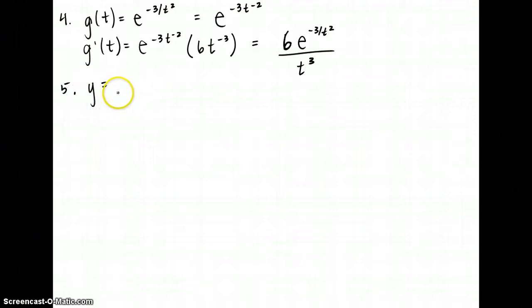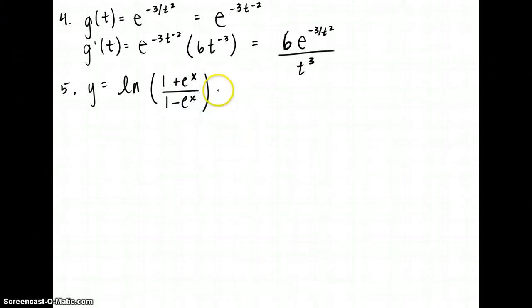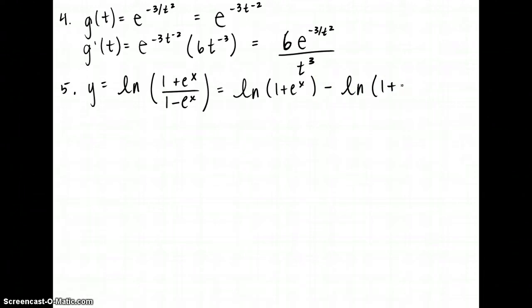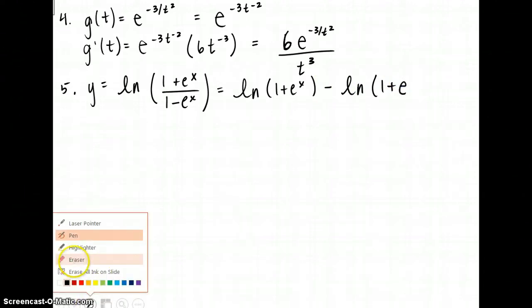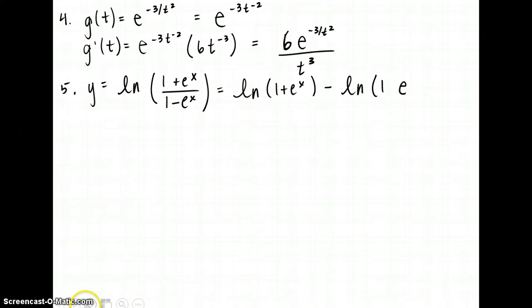Alright, y equals natural log of 1 plus e to the x divided by 1 minus e to the x. So I'm going to rewrite my function before I attempt a derivative. I know that I can split this up into the natural log of the numerator minus the natural log of the denominator. So 1 minus e to the x.